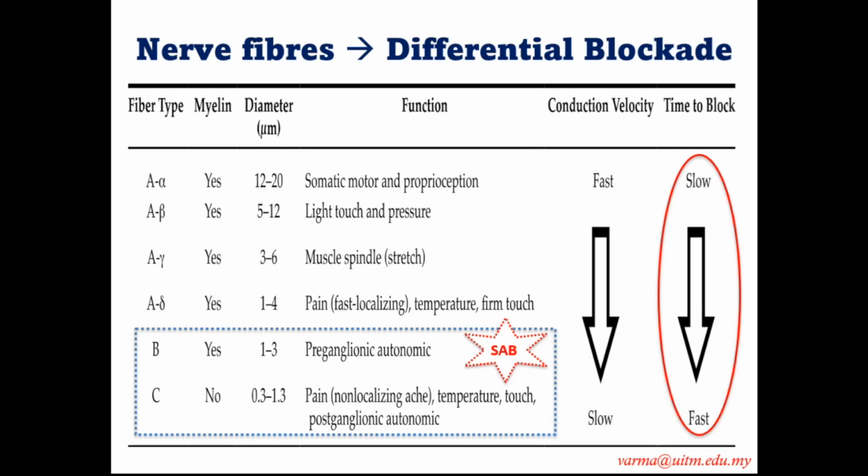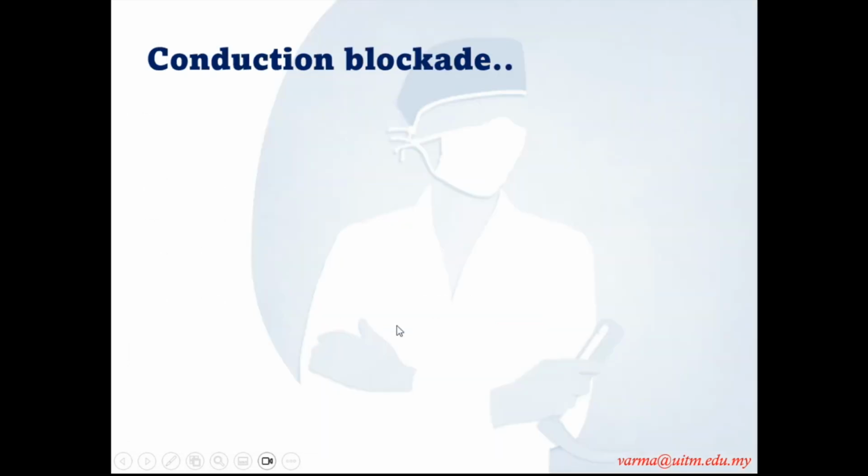So when the firing is more because of this myelination, your LAs are more attracted towards there, even though their diameters are different. That's why in spinal anesthesia, you get differential blockade, where the B fibers are blocked first before the C fibers, despite the C fibers being small. Okay, so the conduction blockade.